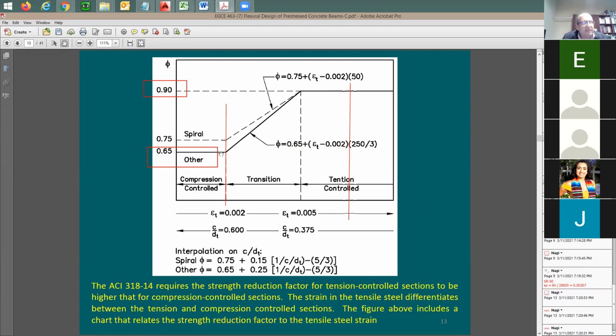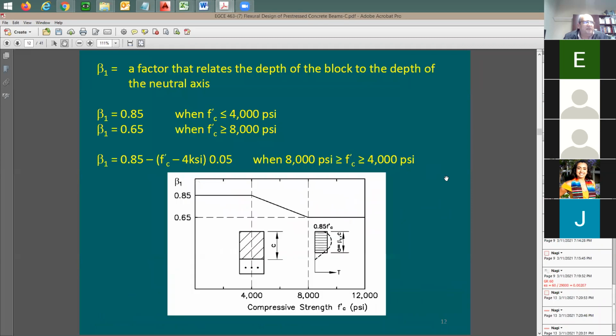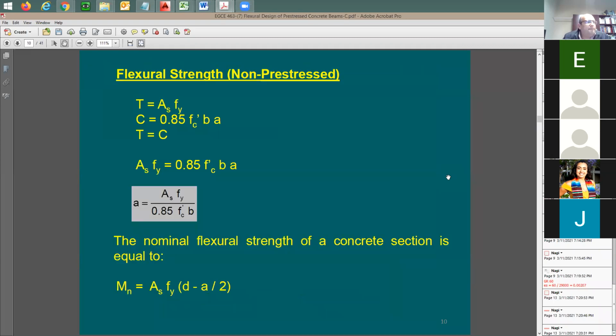Any questions on this chart? You have taken it previously in 408 and maybe other courses, right? And you have it available in the ACI 318-14. So now I understand this is going to be for non-prestressed. This is going to be the flexure strength, or design strength if you want.